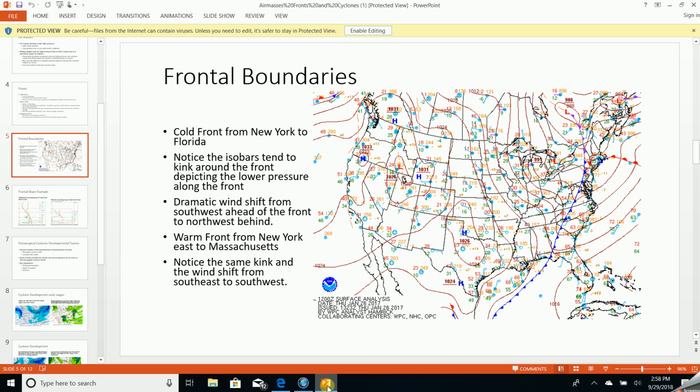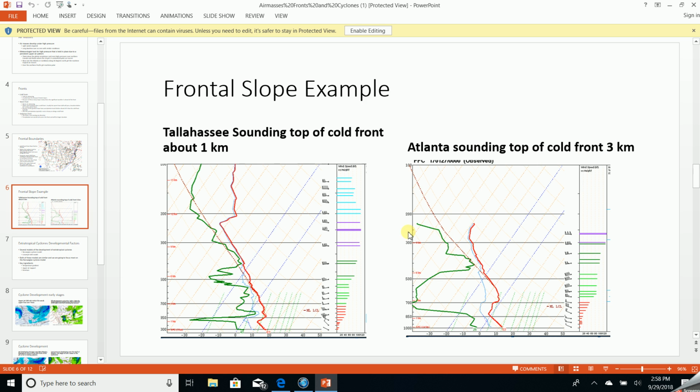One of the things too with this, say you have a front. Here was a cold front that went through this area down through Florida here. As it moved along, what I wanted to show you is, okay, the front's by Tallahassee, but not real far. The top of the front, you'll see the air really warms right in this area, like 1 kilometer up, or about 4,000 feet up. And then you go up to Atlanta, and it's much further, it's higher up, about 6,000 or 7,000 feet up. So that's the slope of the front.